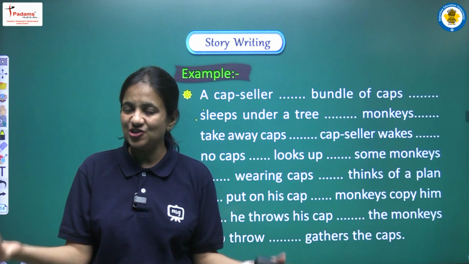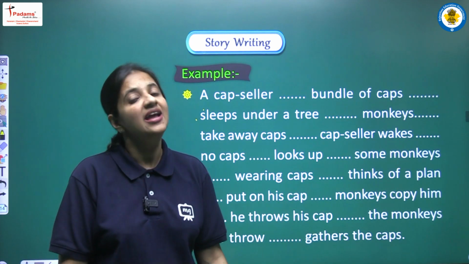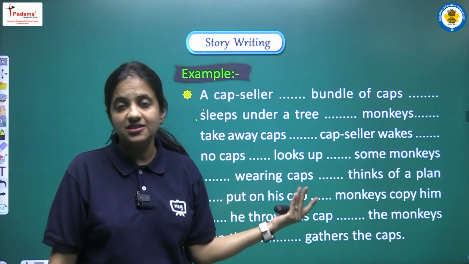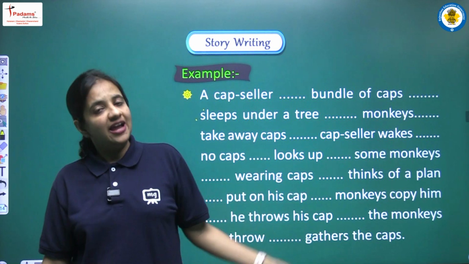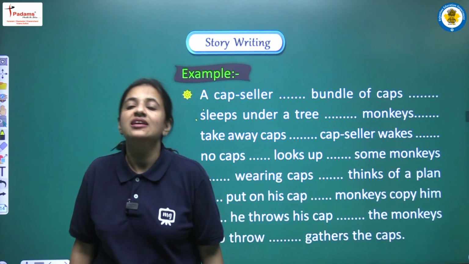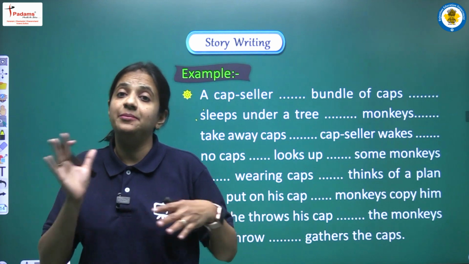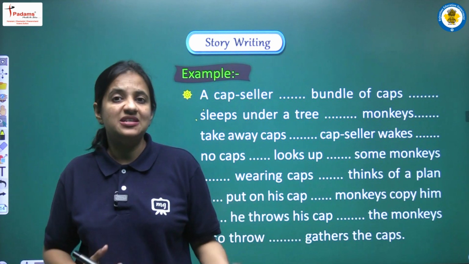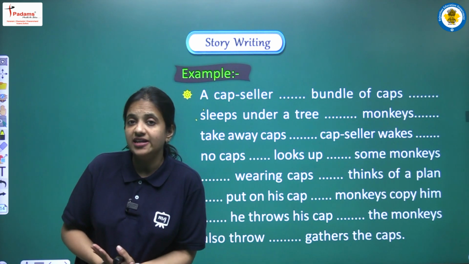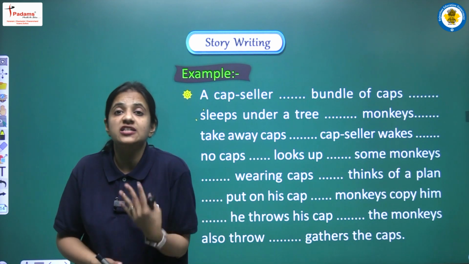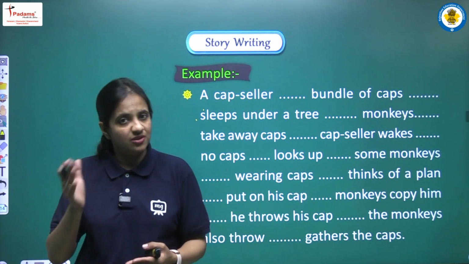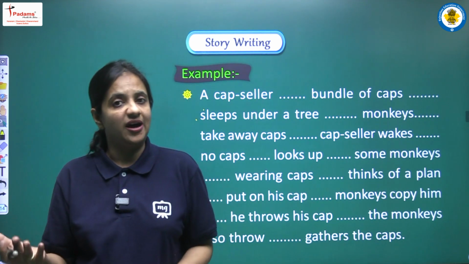Okay, so this is the story we can write in this manner. And yes, the title we can give is A Cap Seller and the Monkeys, right? This is a perfect title. And what is the moral, what is the lesson that you got after reading this story? The lesson is that wisdom is power. The cap seller, because he was very clever, because he used his idea, his plan, his brain, finally was able to get his caps back. So the moral can be wisdom is power.